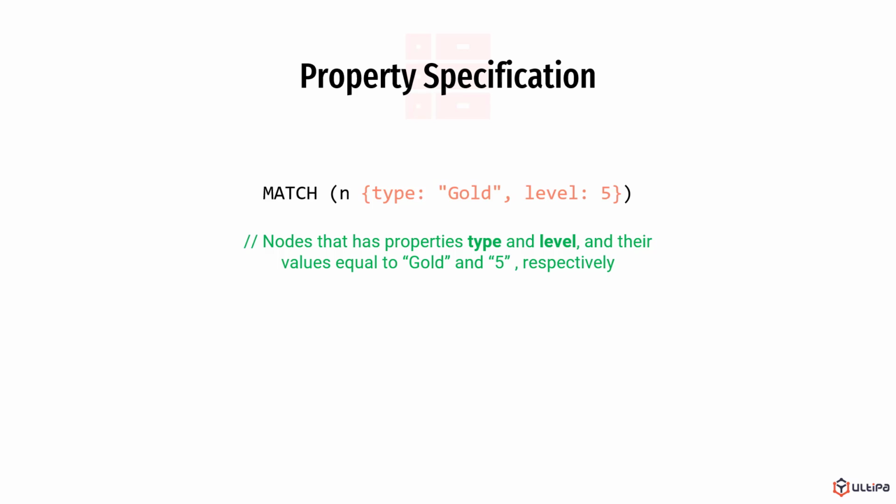Property specification applies multiple equality conditions to filter nodes or edges. This means that all specified properties must exist, and their values must match exactly.